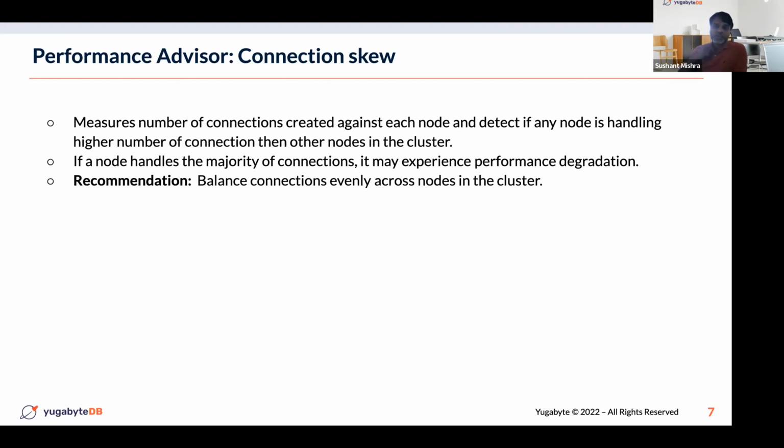The recommendation is to balance the connections evenly across nodes in the cluster. You might have to review the load balancer setting, or the topology which is being passed in the smart driver, to check that it is being done correctly. And if it is managed by the application itself, then just make sure that the application is using all the nodes in the cluster to initiate connections.